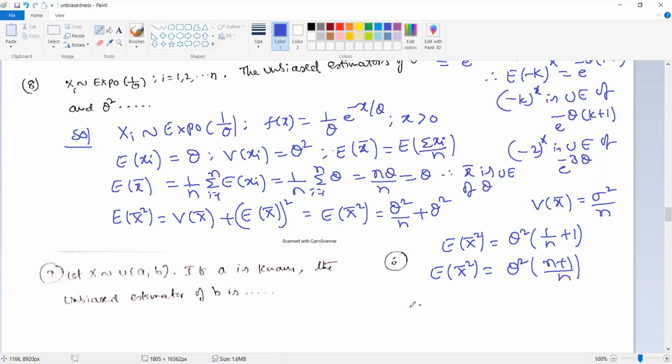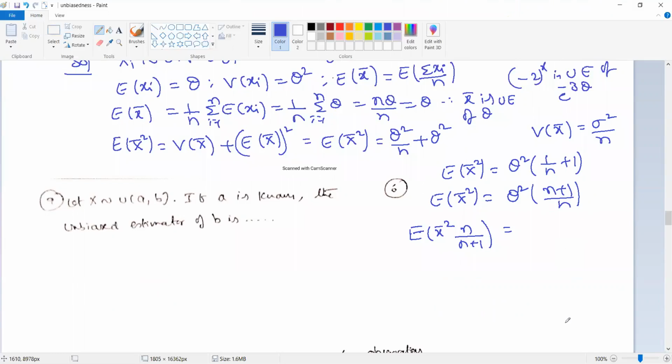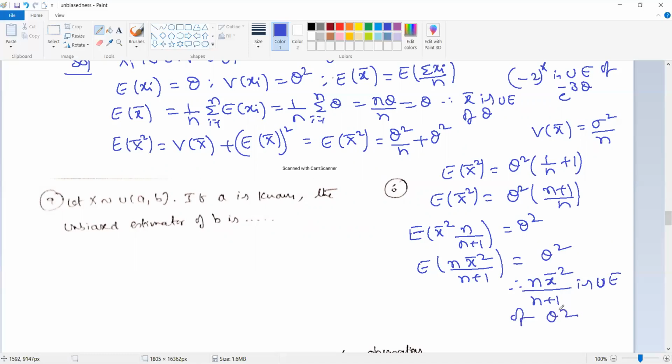Now, the expectation of x bar square is multiplied by n by (n plus 1) on the left side. The left side is then a pure constant multiplier, and the remaining part of the right side is θ square. So the expectation of n x bar square by (n plus 1) is equal to θ square. Therefore, n x bar square by (n plus 1) is an unbiased estimator of θ square. This is very, very important.